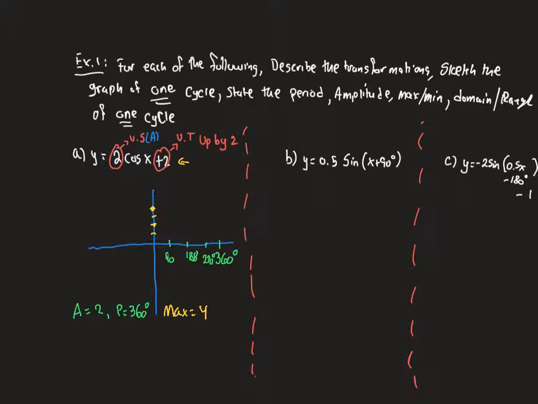Now remember, in a normal cosine graph, your minimum is -1. That's not the case here. It went up by 2. So because it went up by 2, you should be at this one right here. It should be at 0. 0 should be your minimum. So 0 is my minimum, 4 is my max. Obviously my axis here would be at y is equal to 2, because that's always going to be your axis.